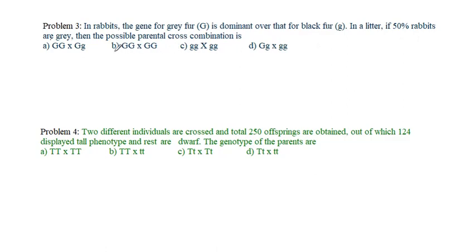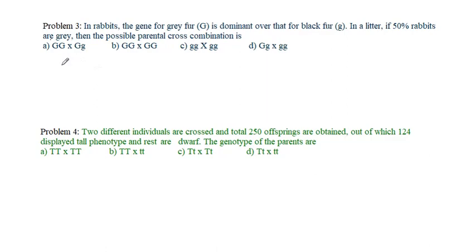If we look for option B, we can see that this combination can never give black fur rabbits. Why? Because there is no allele present for it. And similarly, in option C, we can see this combination can never give rabbits with grey color. Why? Because again the allele for capital G, that is grey color fur, is not present. So now check for option A and D.